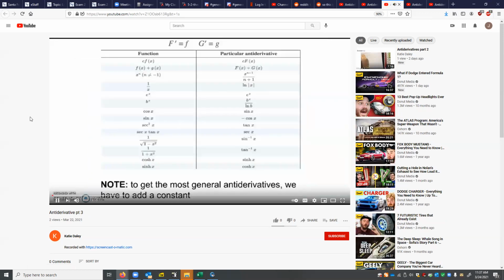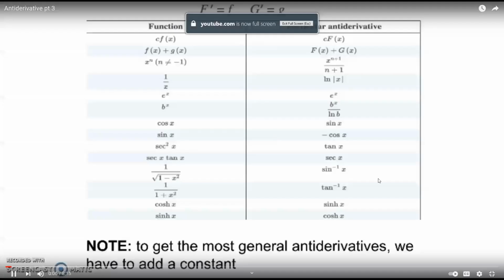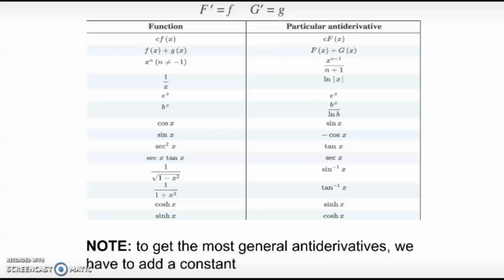This is a table that includes the function and the antiderivative of that function. In the book, they use the notation f prime equals f and g prime equals g. You need to memorize this table. We should note that to get the most general antiderivative from ones like in this table, we have to add a constant like we did in example 1. So for example, e to the x plus c would be the general antiderivative of the function e to the x.